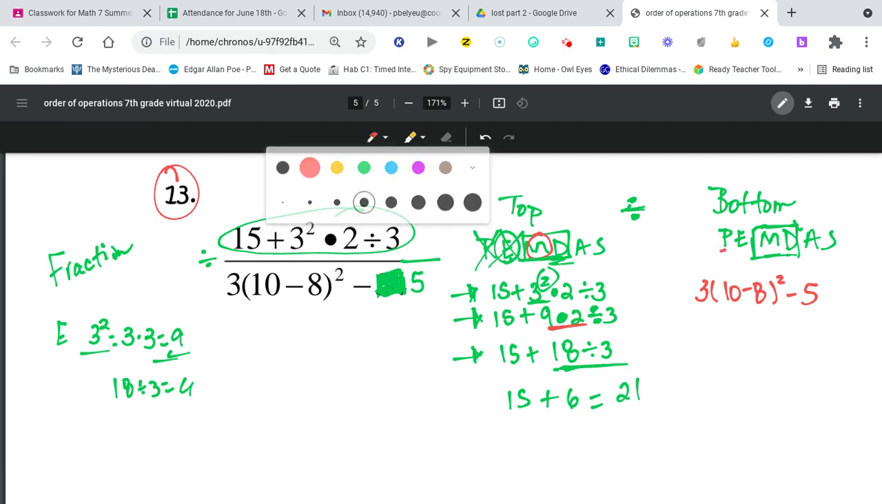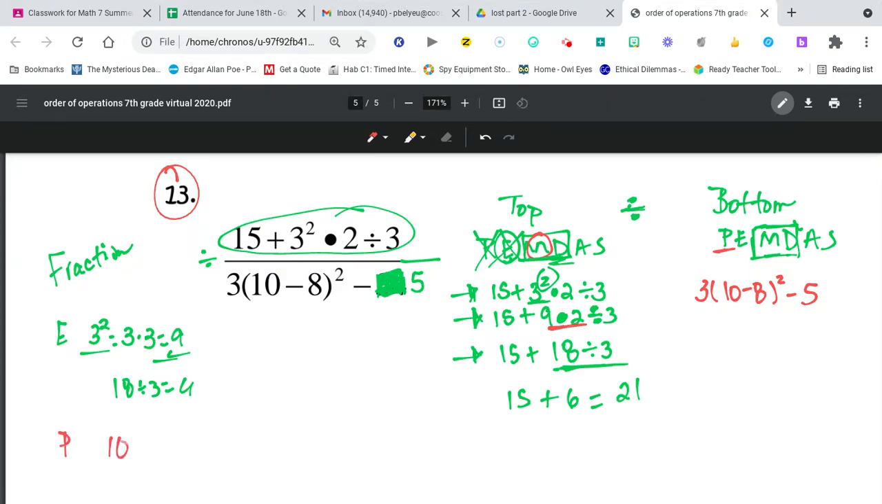All right, now, this one I'm going to look for parentheses first. Well, in parentheses, I see 10 minus 8. Well, 10 minus 8 is 2. So in parentheses, I'm going to put a 2. So 3 parentheses, change this stuff to a 2. Put your little exponent back out there, minus 5.